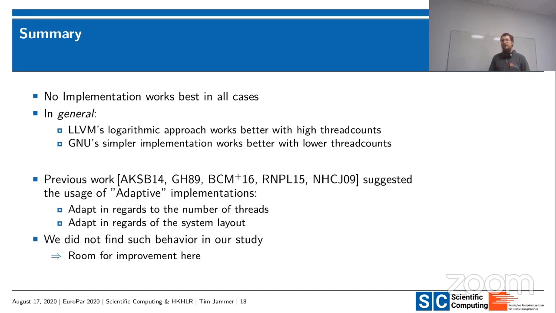Previous work already suggested the usage of so-called adaptive implementation, which means that an implementation might be able to adapt in regards to the number of threads. For example, we want to utilize a GNU-like linear scheme and then switch to an LLVM-like logarithmic scheme once a sufficient number of threads is used.